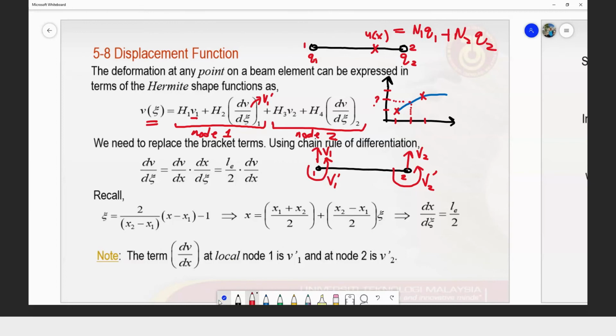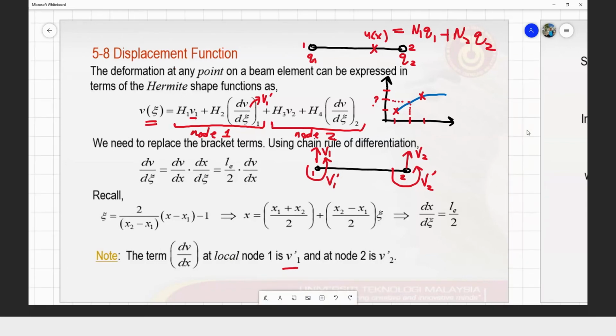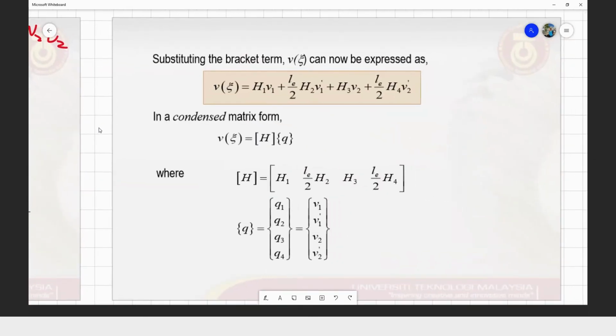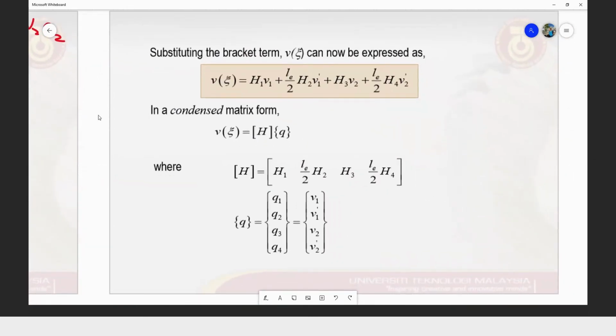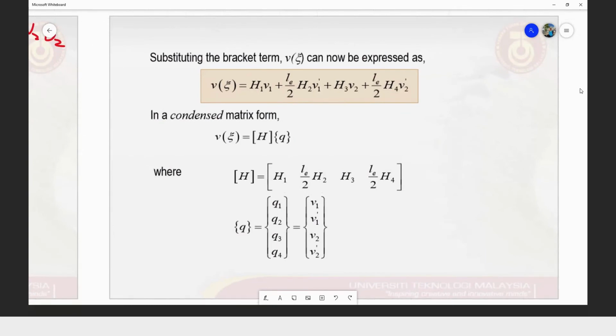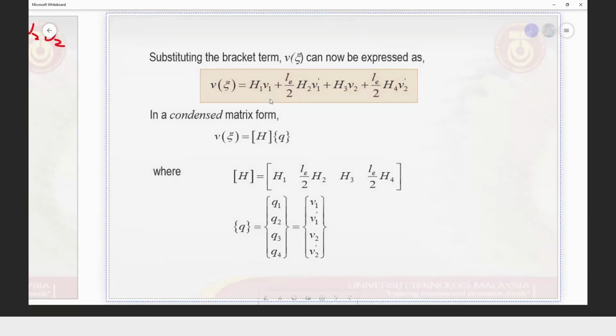Okey, kat sini dekat bawah ni dia ada diberikan which is dv over dx adalah actually refer to v prime, which is the rotation. And then substituting the terms yang kita ada sebentar tadi tu into this field displacement equation for the beam. Then kita ada new terms dekat sini. Kat sini baru kita ada V1 dengan V prime 1.